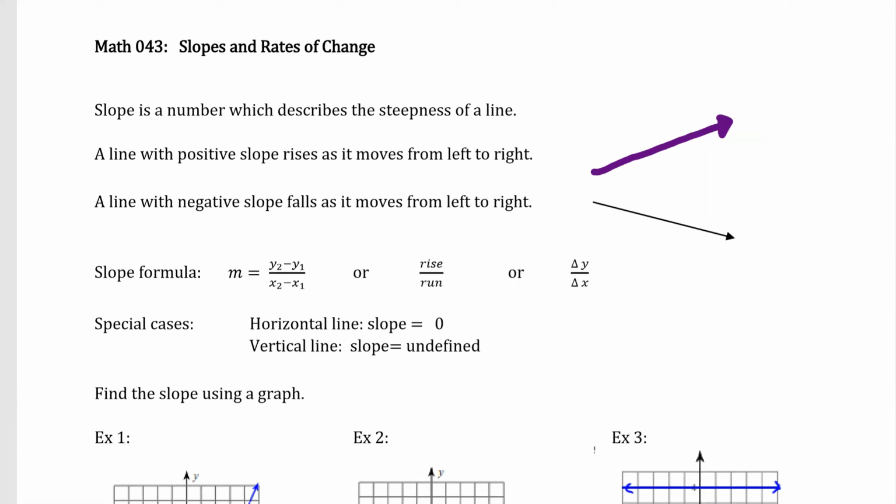A line with a negative slope falls as it moves from left to right. So the green line, the rightmost arrow, is pointing down. Therefore, it has a negative slope.